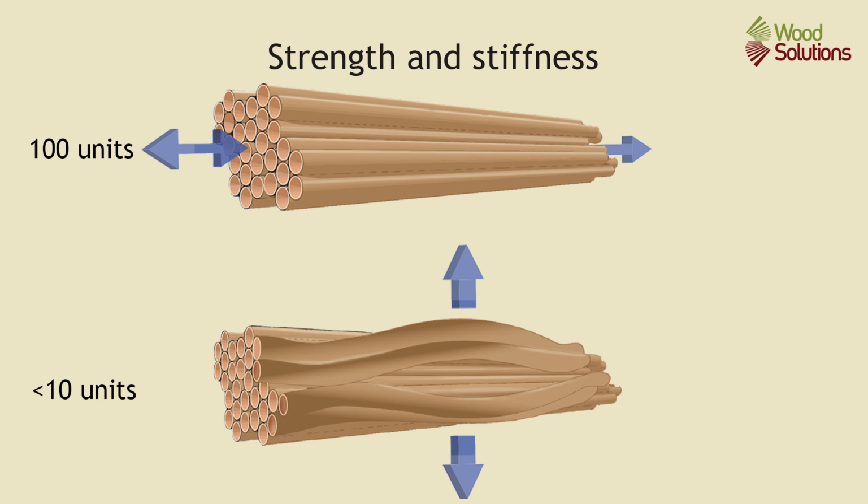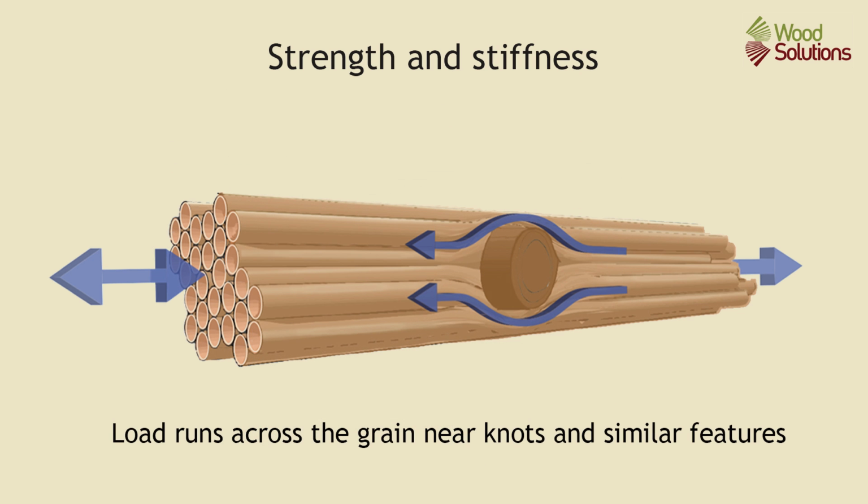This can occur naturally. When the cells sweep around an obstruction in the wood, like a knot, the load applied along the piece has to be resisted across the cells near the knot. The load doesn't run parallel with the cells anymore because the cells actually sweep around the knot. This significantly reduces the strength of the piece.